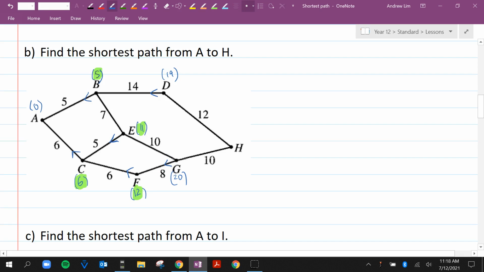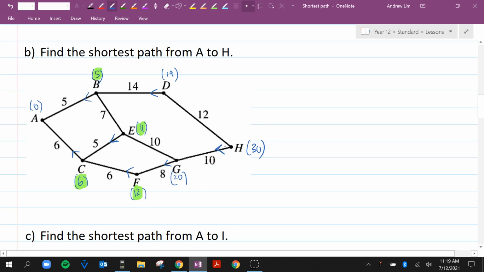Okay. And the only one which we haven't done yet is H. 19 plus 12 is 31. 20 plus 10 is 30. So we're going to take the 30. Which path gets us 30? This one right here.